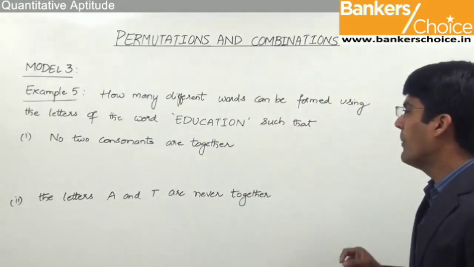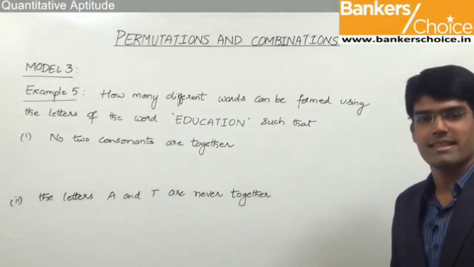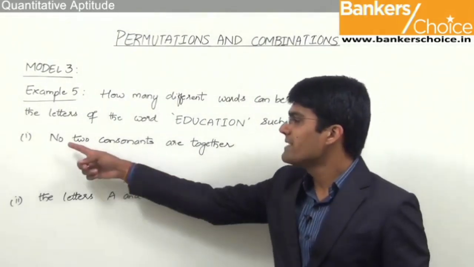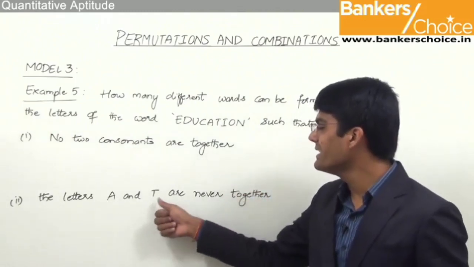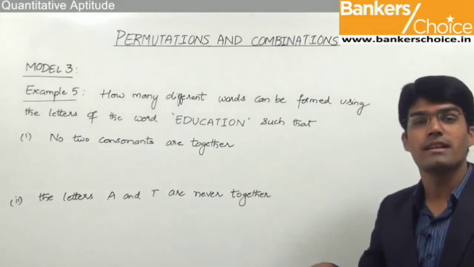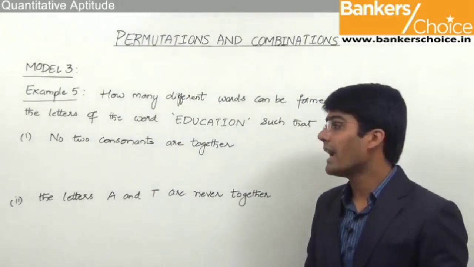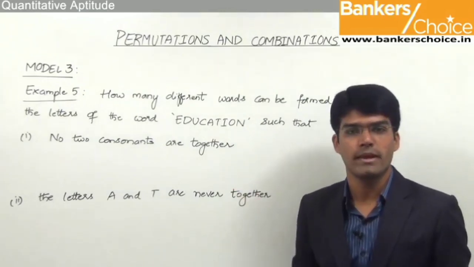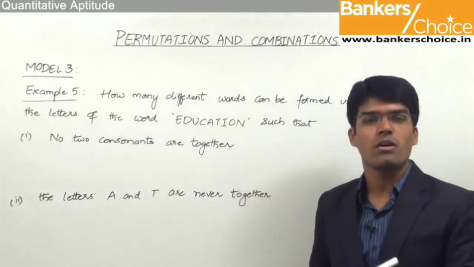The question says: how many different words can be formed using the letters of the word EDUCATION such that the first part says no 2 consonants are together and the second one says the letters A and T are never together. So as you can see, this is quite opposite to what we had done in question number 4. There it was all the consonants have to be together and here it says no 2 consonants are together. That means consonants must never be together.